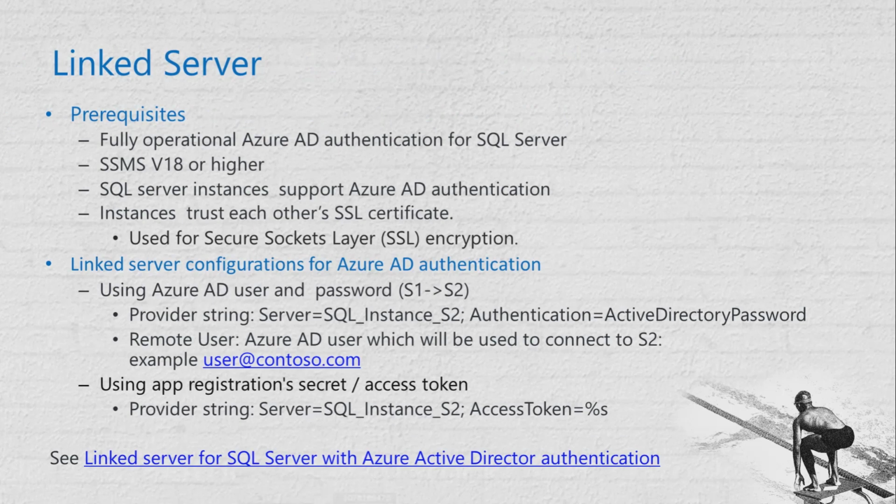We support linked server with certain prerequisites. Obviously, the main prerequisite is that Azure AD authentication must be installed. SSMS version 18 or higher must be used. The instances must trust each other, using an SSL certificate that must be in place. And for Azure AD authentication, we support two modes today, which are Azure password and Azure token. There's a link below that indicates how to set it up.